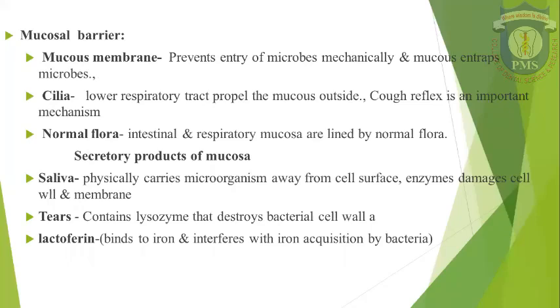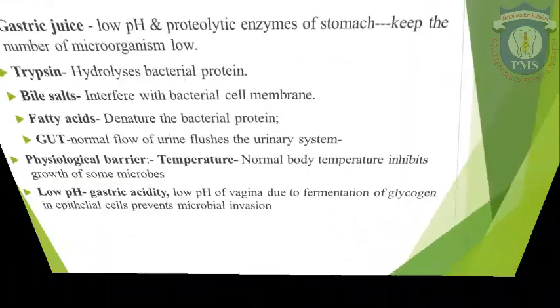Next, we will move on to the mucosal barrier, that is a mucous membrane, which prevents the entry of microbes mechanically, and mucus entraps the microbes. Cilia in the lower respiratory tract propel the mucus outside. Cough reflex is an important mechanism in innate immunity. The intestinal and respiratory mucosa are lined by normal flora that also provide some sort of innate immunity. Next are secretory products of mucosa, which include saliva, tears, and lactoferrin.